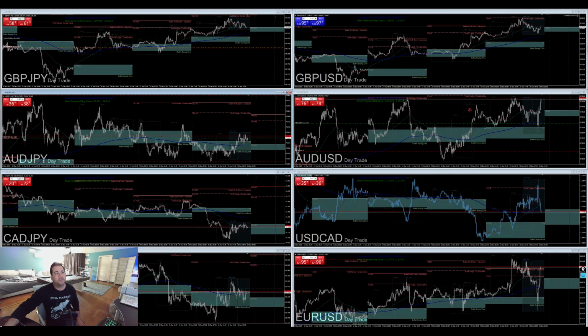Here we go. Testing the highs right now on the Aussie US dollar. Got this resistance coming in right in here. But this right here is very bullish. Very bullish, and it's backed up by the Euro dollar and the Canadian, giving confirmation.